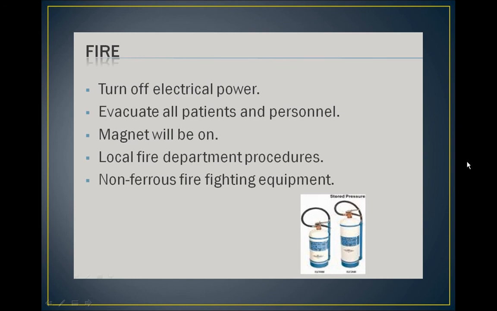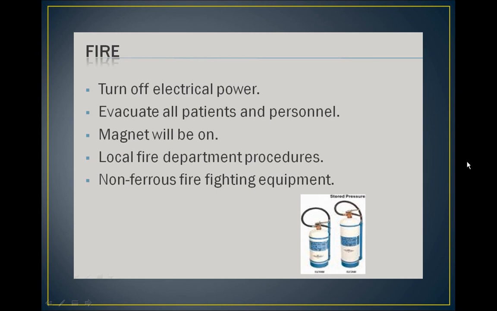If a fire occurs in the MRI suite, we first need to turn off all electrical power to the MRI scanner, since it probably will be an electrical fire. All patients and MRI staff should be evacuated, and the doors to the MRI suite should be closed to limit the spread of the fire.